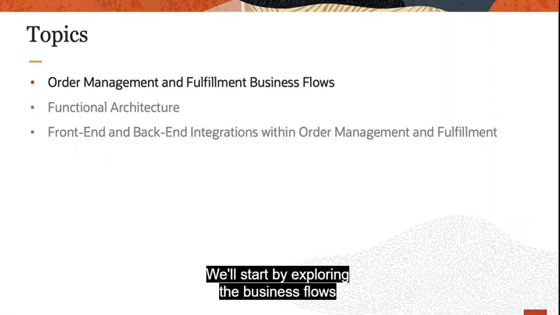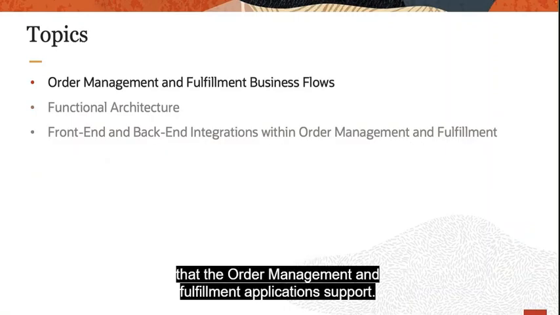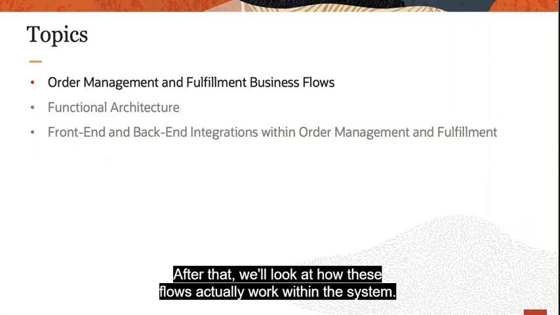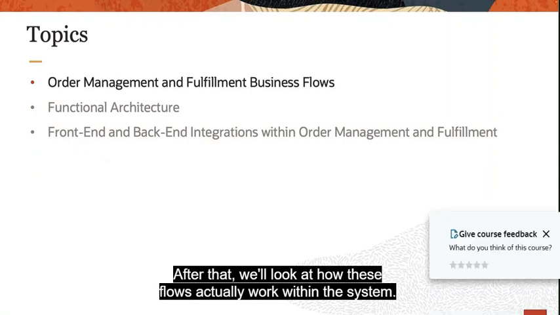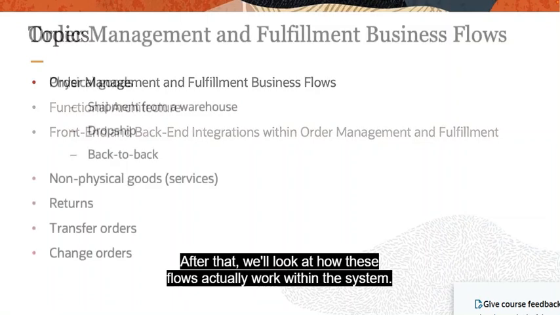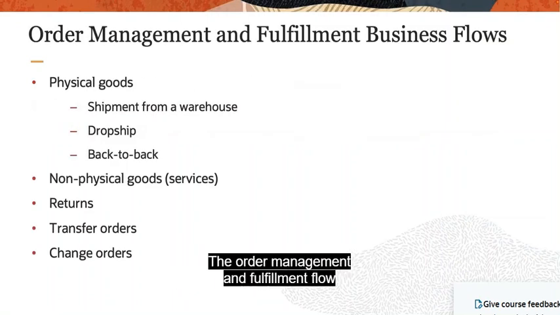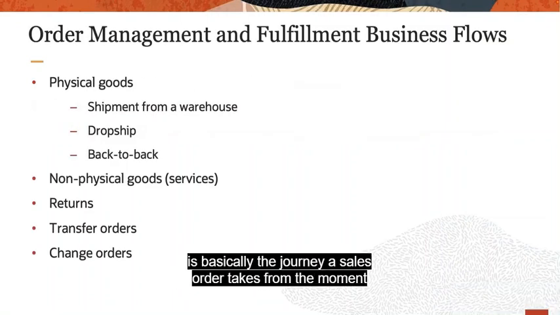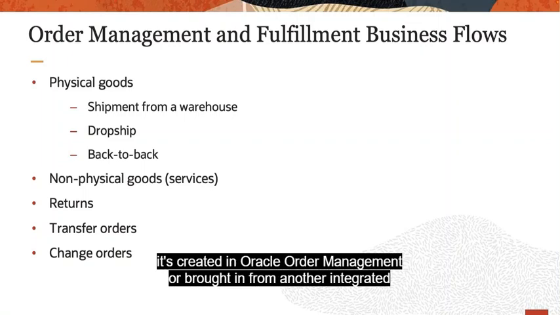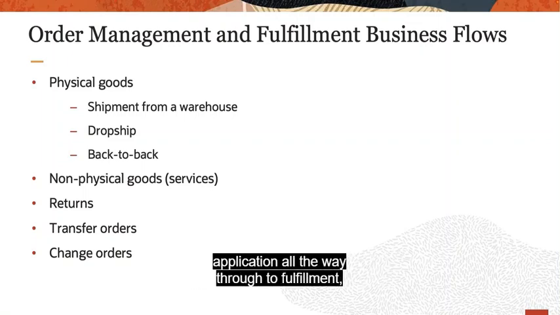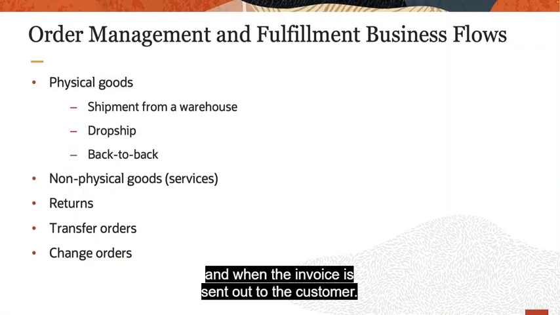We'll start by exploring the business flows that the order management and fulfillment applications support. After that, we'll look at how these flows actually work within the system. The order management and fulfillment flow is basically the journey a sales order takes, from the moment it's created in Oracle Order Management or brought in from another integrated application, all the way through to fulfillment and when the invoice is sent out to the customer.